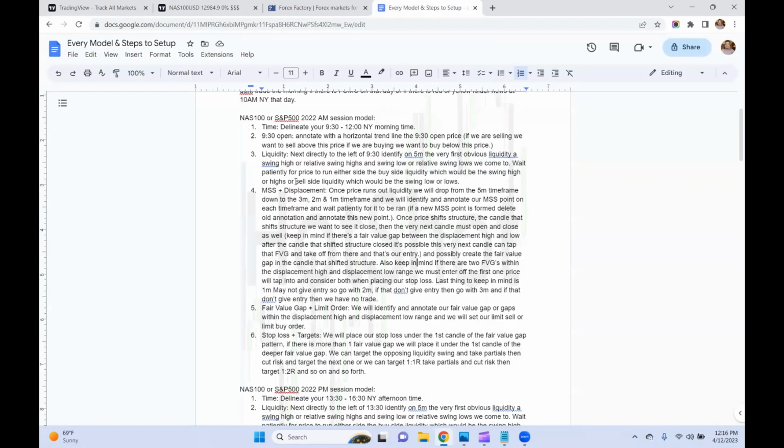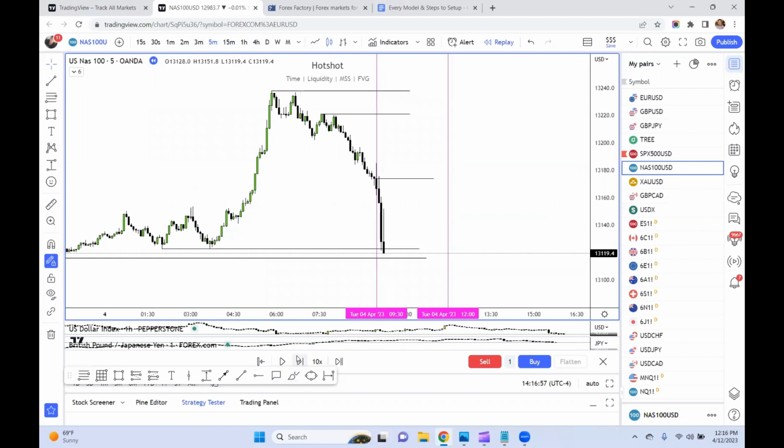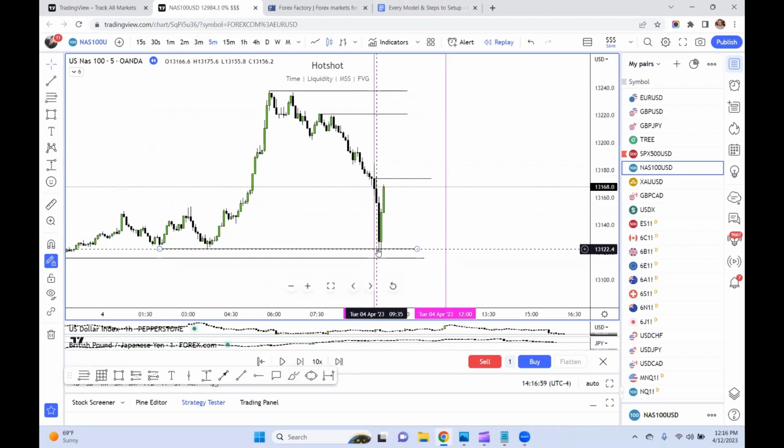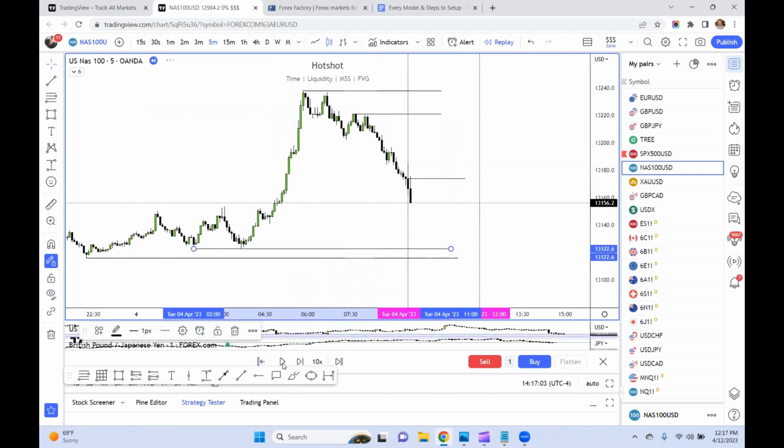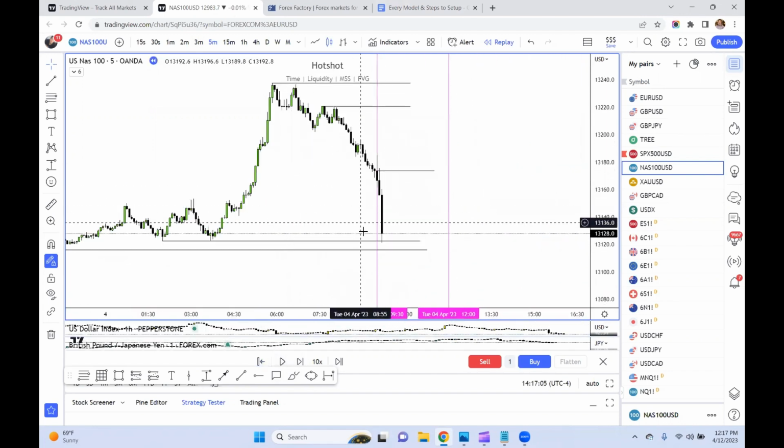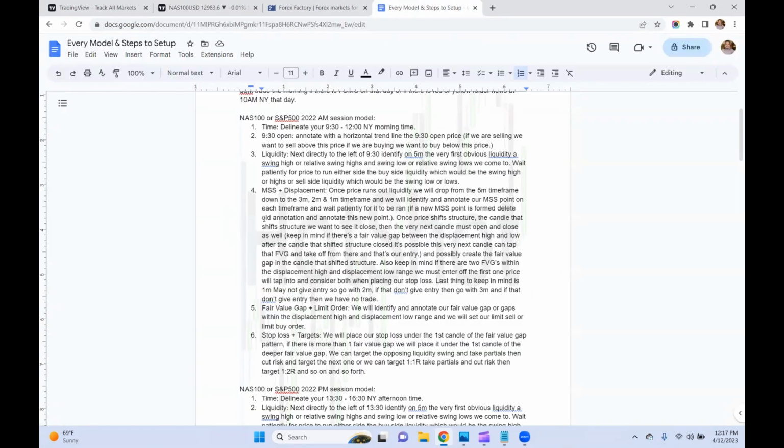So now we want to wait patiently for price to run either side, the buy side or the sell side. So let's see what happens. So you can see that the sell side actually got ran. Let me just bring it back a couple candles. Right here, boom, it got ran out, okay? Boom, as soon as it gets run out, you want to look for a market structure shift plus displacement. Once price runs out liquidity, we will drop from the 5-minute time frame.